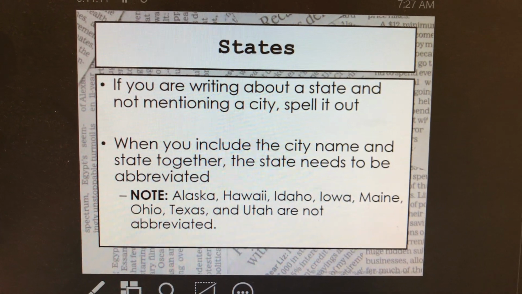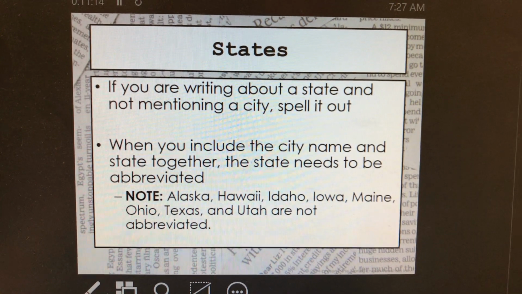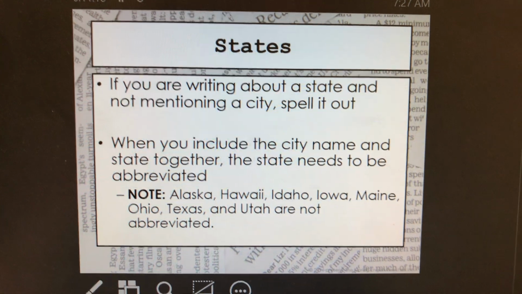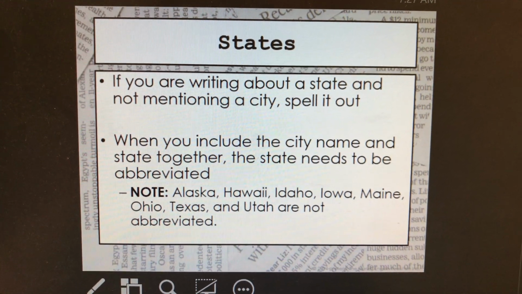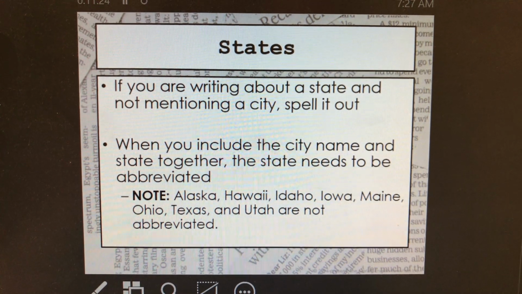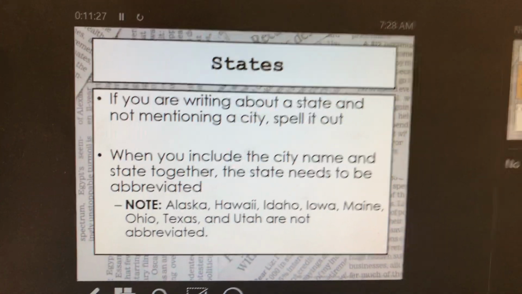Now, let's move on and talk about states. If you're writing about a state and not mentioning a city, go ahead and spell it out. When you include the city name and state together, the state needs to be abbreviated.